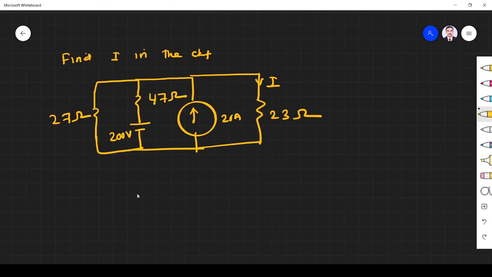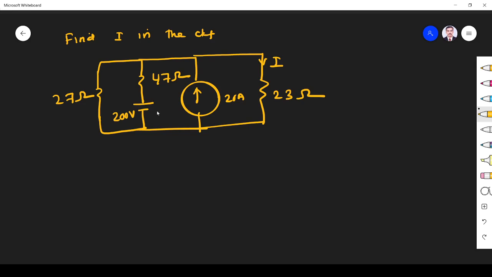And the next problem is find current in the circuit. As usual we have two sources. We will solve this problem. Case 1: I keep the 200 volt source and open the current source, since it is a current source, open the 20 ampere source.